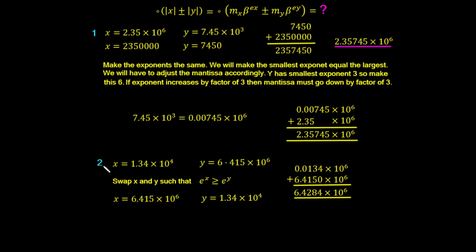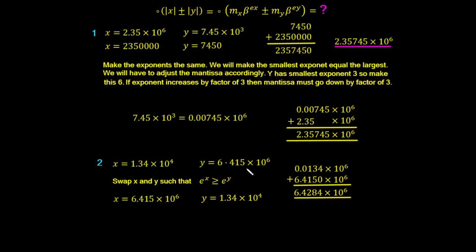In example number 2, you'll notice that the y value actually has a larger exponent than the x value. That would mean that if we were to realise this in an actual circuit, we would have to swap the values for our x and the y.